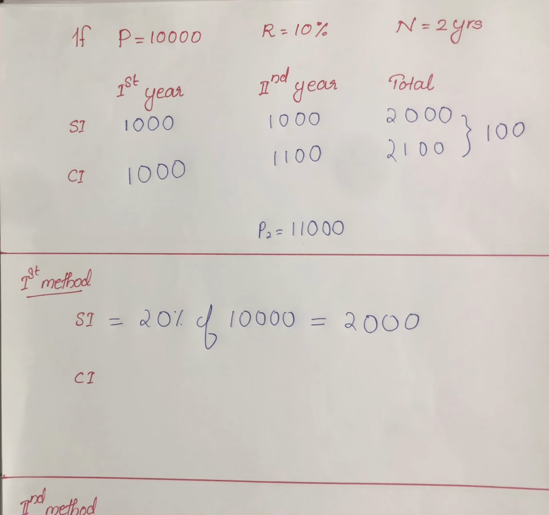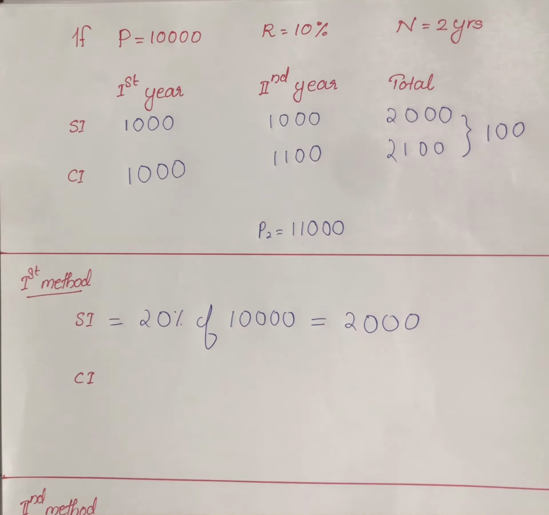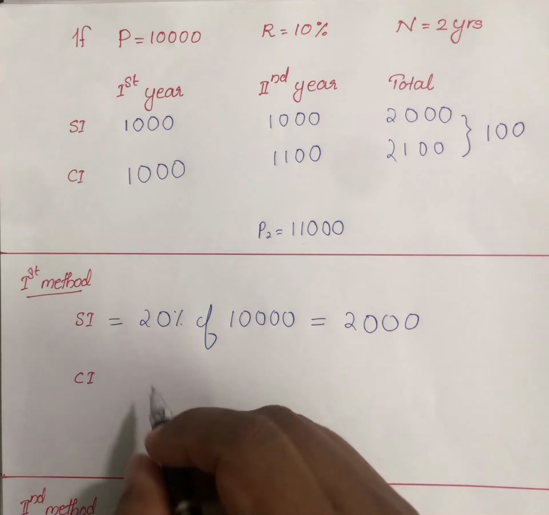Now how to find the compound interest the same way? In percentage we have learned that a value first increases X%. That increased value again increases Y%. The net effective increase is given by X plus Y plus X into Y by 100. This concept we have learned in percentage. So that is exactly what is happening in CI. First year it is increasing 10%. Next year it is again increasing 10%. So what will be the net effective increase?